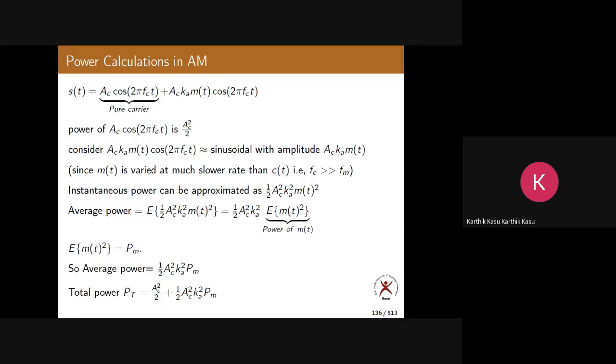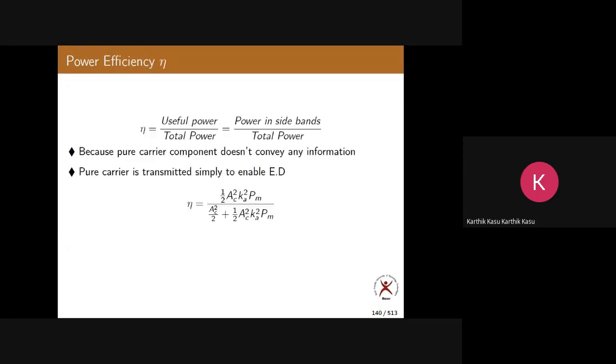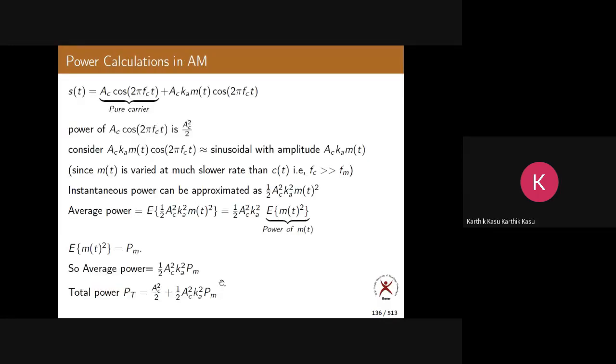Okay. Yes. So please understand the difference. In this course, we have two formulas for everything. One is for general m(t), the other is specifically for when m(t) is Am cos 2 pi fm t. Clear? Okay. So that is for the general case.